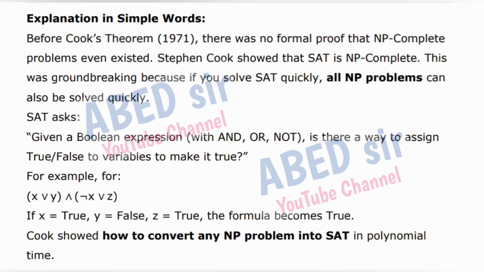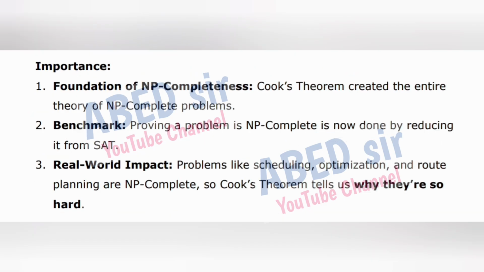SAT asks: given a Boolean expression, with AND, OR, NOT, is there a way to assign true-false to variables to make it true? For example, for x, y, z. If x equals true, y equals false, z equals true, the formula becomes true. Cook showed how to convert any NP problem into SAT in polynomial time.